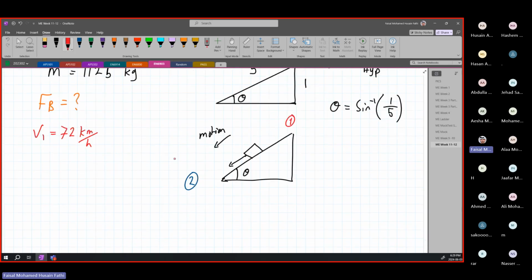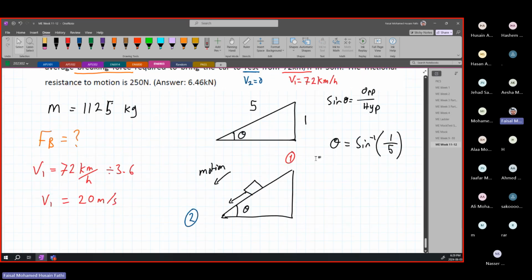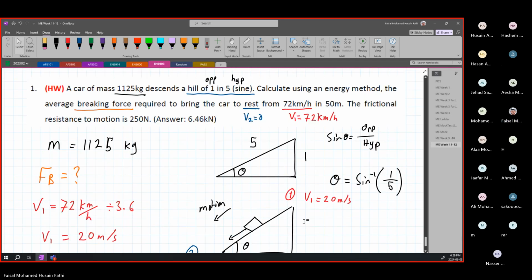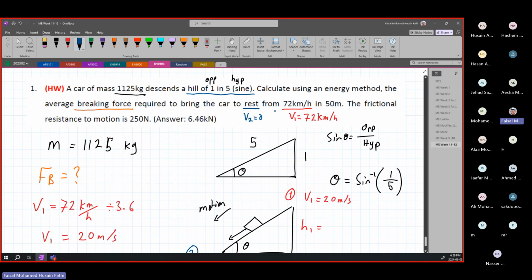Obviously you have to convert this into meters per second. A quick way is by dividing by 3.6. So V1 will be equal to 20 meters per second. And obviously, we're going to have a height here that we still have not found, and we're going to look at it in a bit. So H1 is equal to a value, and we're going to look at that in a bit. But first, let's finish with our velocities.